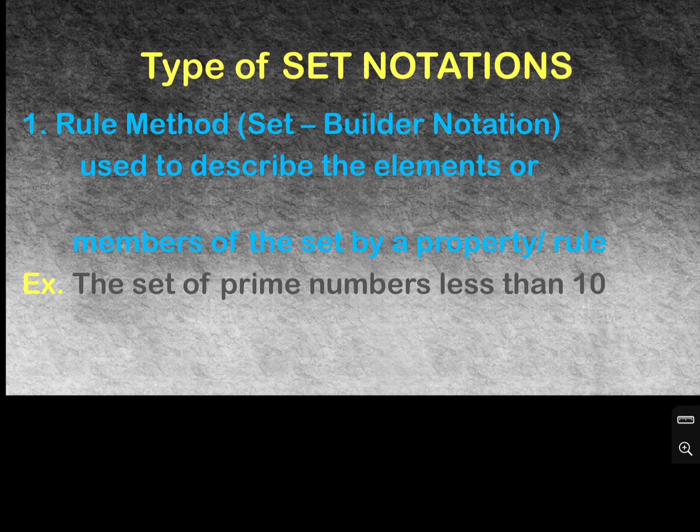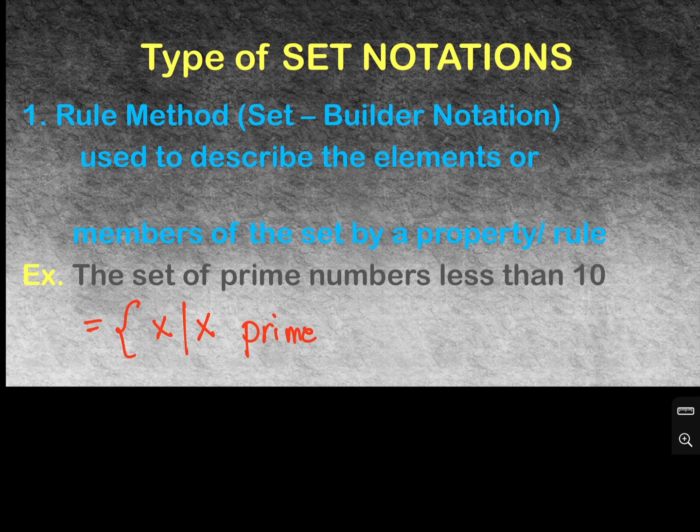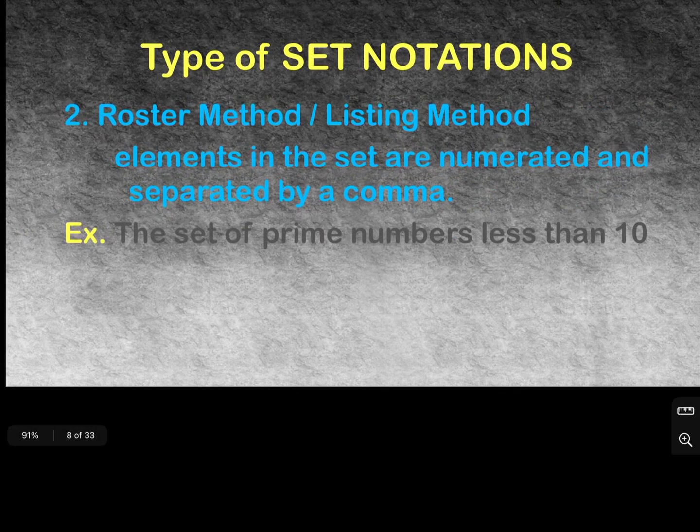Let's have an example. The set of prime numbers less than 10. By definition, you have to describe the elements by a property. So it will always start with x such that x, where the vertical bar is read as such that, prime numbers less than 10. For this, you have to transpose the words less than into a symbol. That's the property or rule in math.